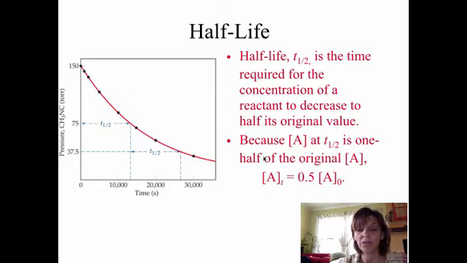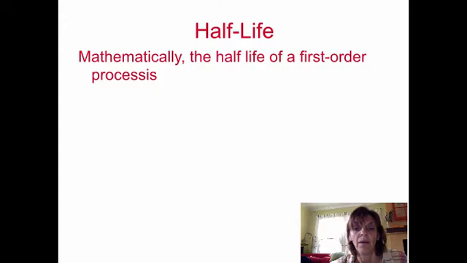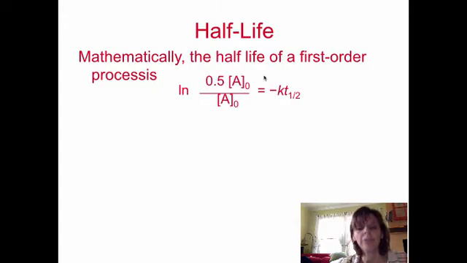So we're going to do some substitution of A at a certain time. So A at half-life will be equal to 0.5 of the original concentration. Mathematically, the half-life of a first-order reaction is this. If we substitute this in for the concentration at time 1/2, this is the original concentration, this is the rate constant, and this is the time.